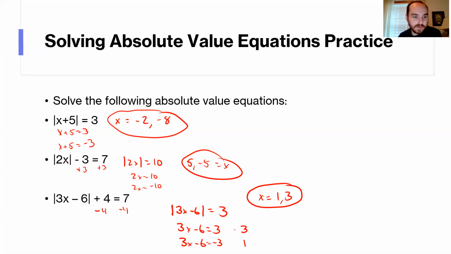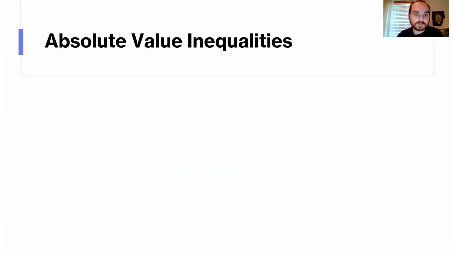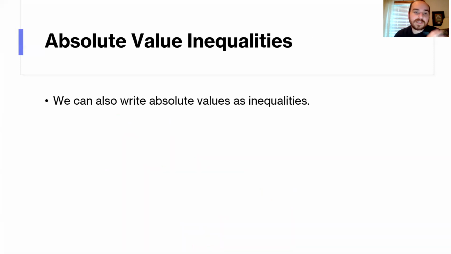This one, if I plug in negative 5, I get negative 10 in here. Absolute value of negative 10 is 10. 10 minus 3 is equal to 7. So you can see that you can just plug in whichever one of your answers to double check and make sure that they're correct. All right, next up, let's look at absolute value inequalities.